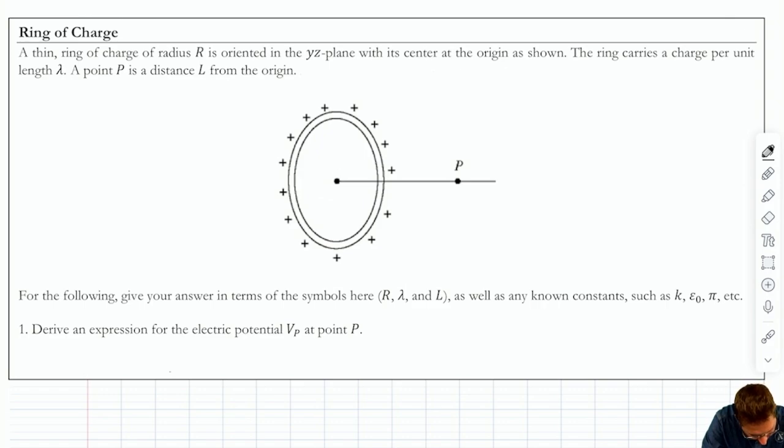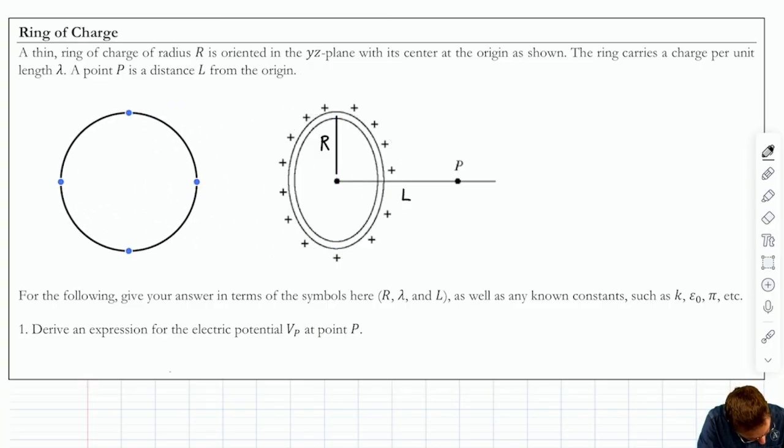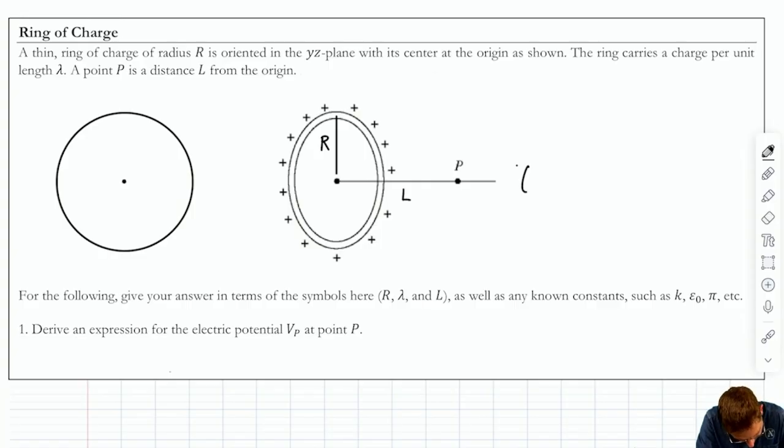But you have a ring, it has a radius r, it carries charge per length lambda, and you want to find at point P, which is a distance L away, what is the electric potential. Okay, all right, so I'm going to do this. If you look down like this, you will see this ring, and it has a charge per length lambda.